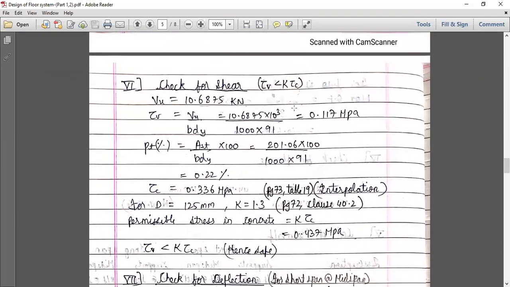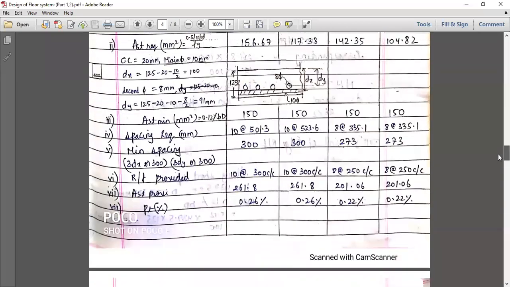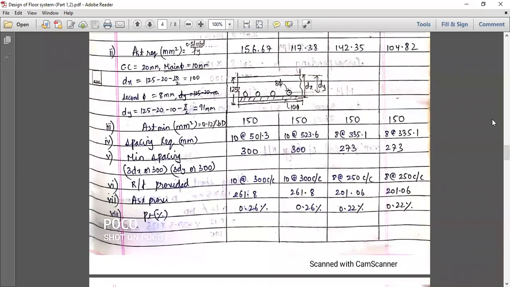Basically in this we will have to check whether tau v is less than k into tau c. For finding out tau v, first we will find out what is Vu. Vu we have calculated, so this is the calculated value. Now tau v is nothing but Vu upon bd. I think I've explained this: we have depth in two directions, dx and dy.